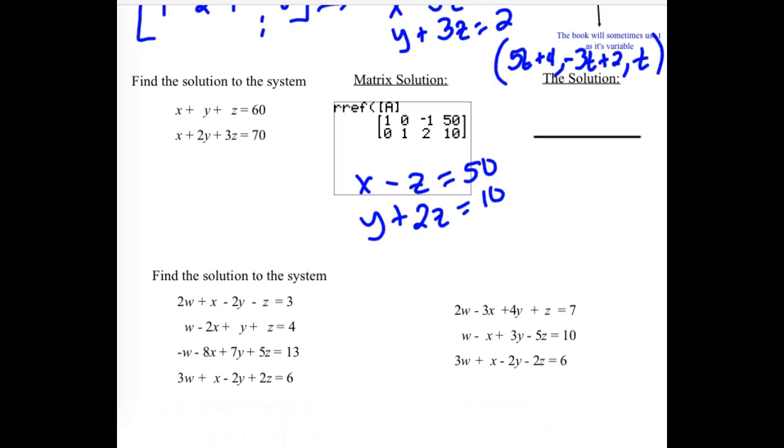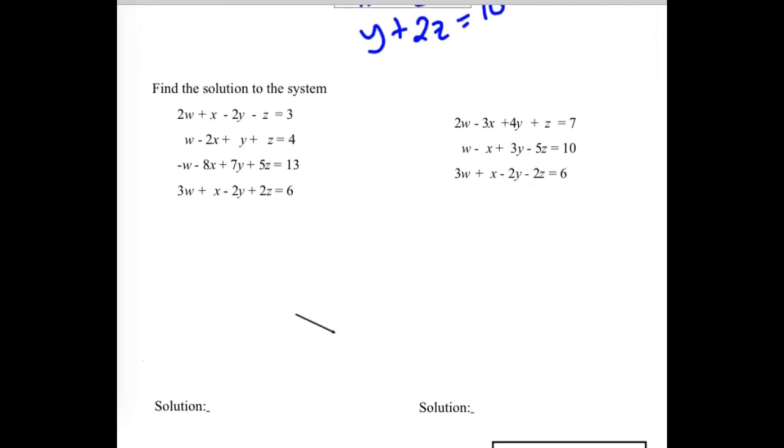Yes? So my answer, again, you can leave it as a z. You don't have to change it to t. So you should have z plus 50, negative 2z plus 10, and z. Yes? Okay. So keep in mind, you have to get it all the way to this line as your solution. You can't just stop here.